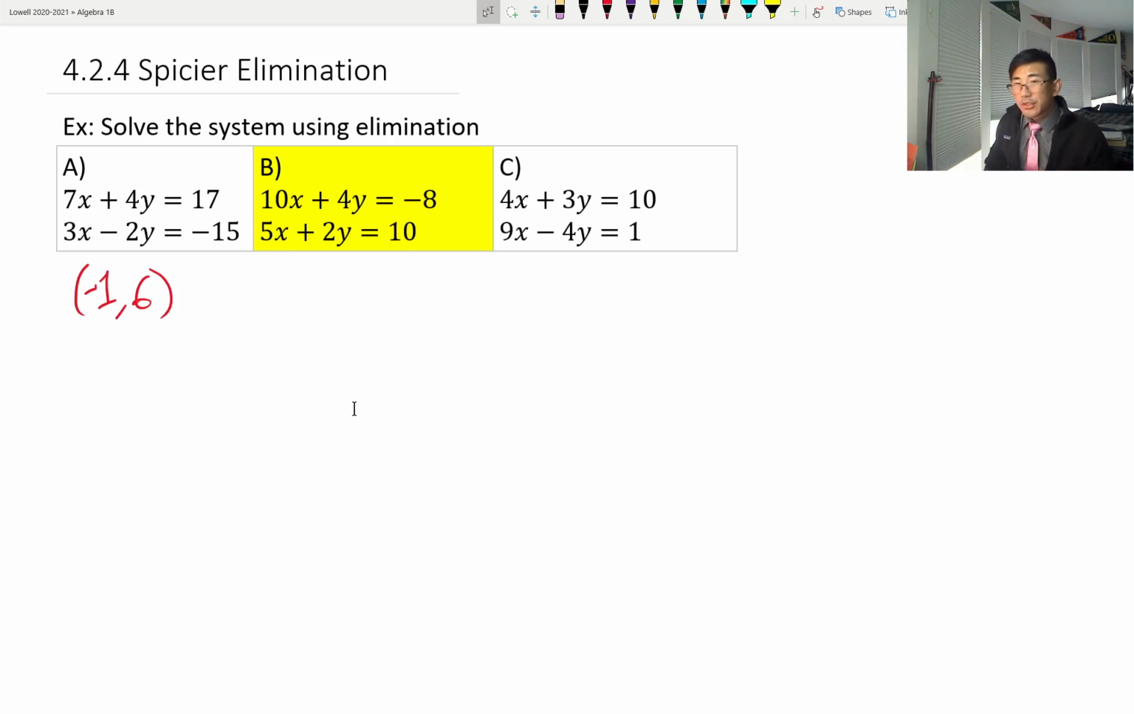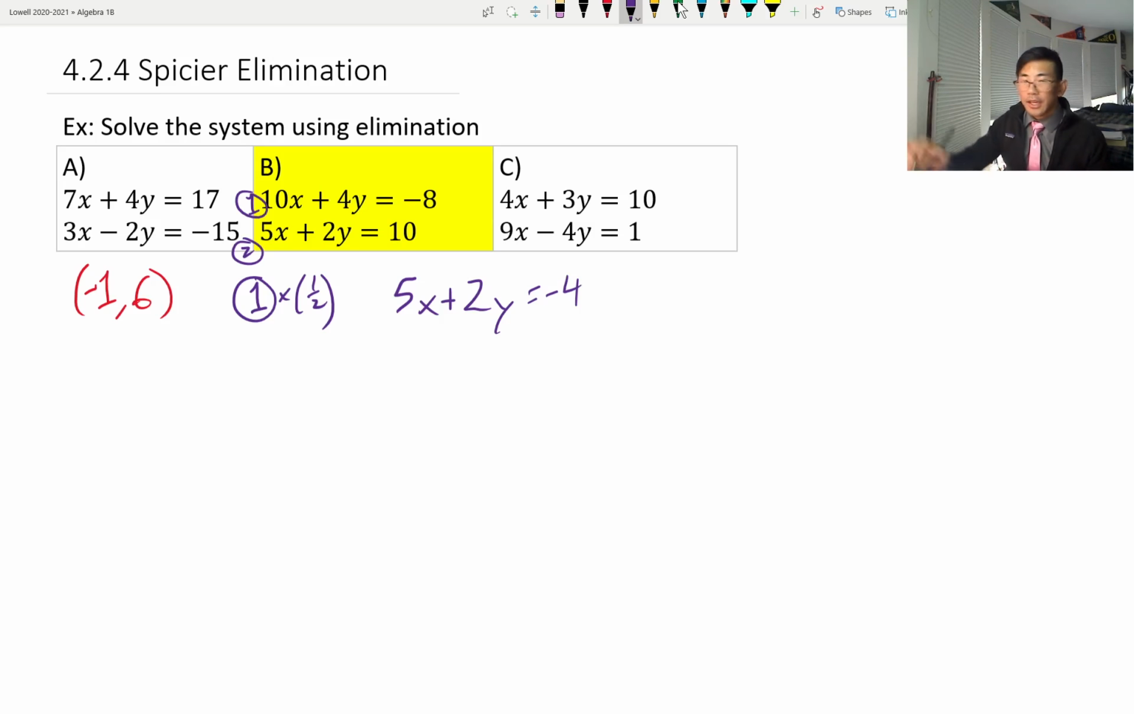Now, it doesn't matter which one you change. And so just for the heck of it, I'm actually going to change the top one because I think that's not the one that most people would do, and just to show that it works. I like to number my equations, so I'm going to number this one equation 1, equation 2. I'm going to take equation 1 and multiply it by 1/2. So 10 times 1/2 will be 5x, and 4y times 1/2 will be 2y. That's equal to -4.